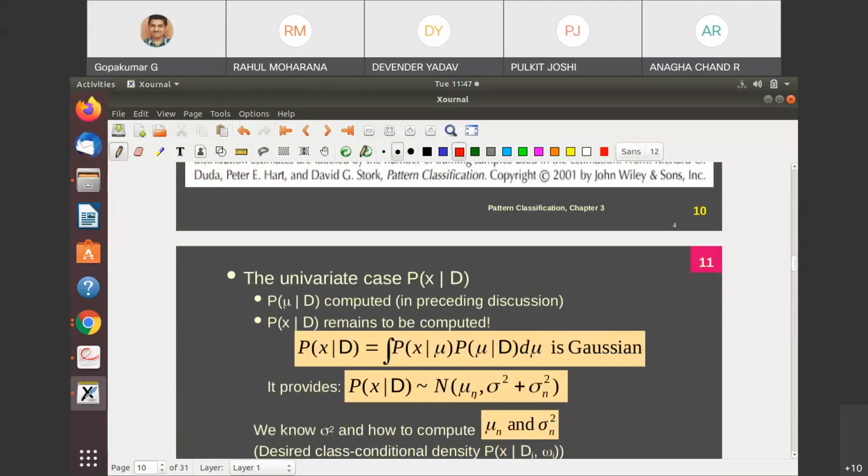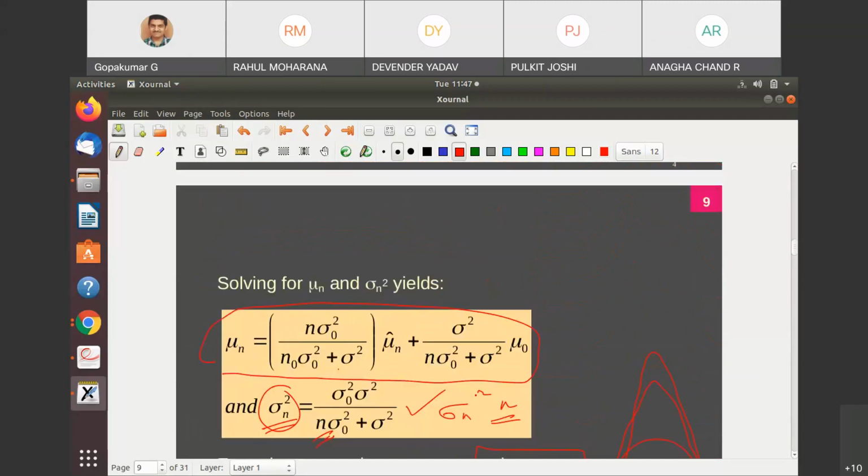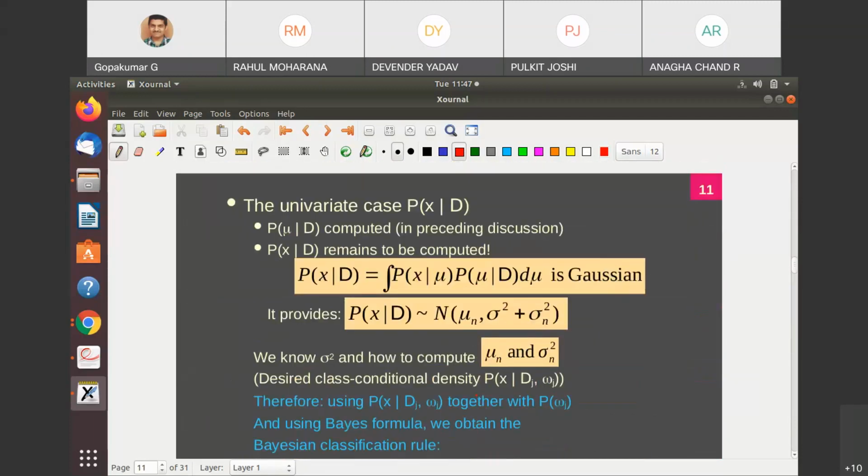So far what we have been trying to discover is probability of theta given t, or probability of mu given t. But what we have to find out ultimately is probability of x given t. That means assume that we have found probability of mu given t based on the previous discussion, and then we have to find the probability of x given t.